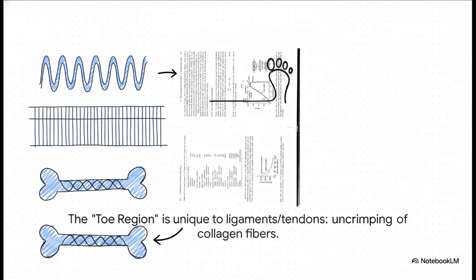And that initial shallow slope has a special name. It's called the toe region, and this is a classic Viva question. This initial, almost flat bit of the curve for tendons and ligaments represents the wavy collagen fibers literally uncrimping and straightening out. It's only once they're all pulled taut that they really start to resist the load, and that's when the curve gets much steeper.